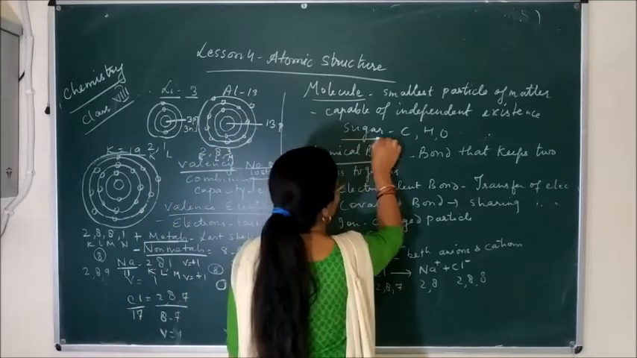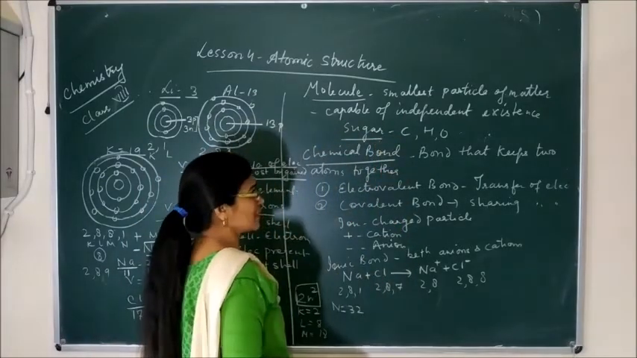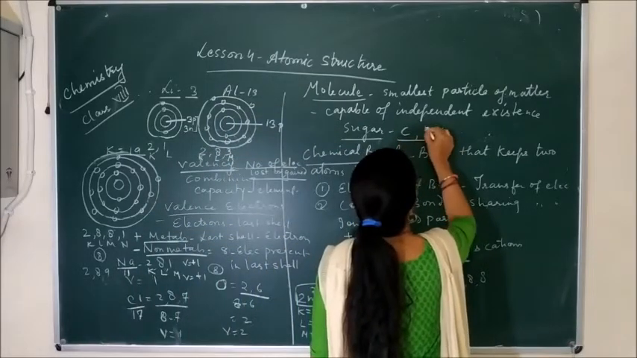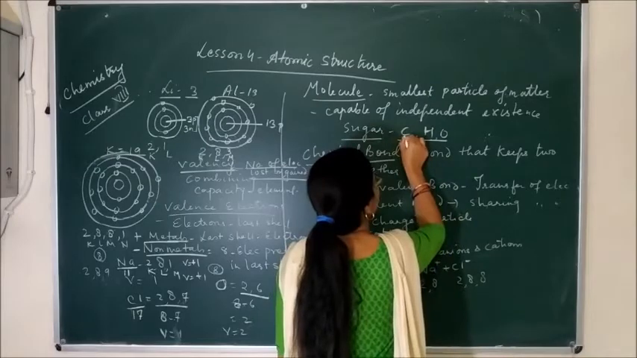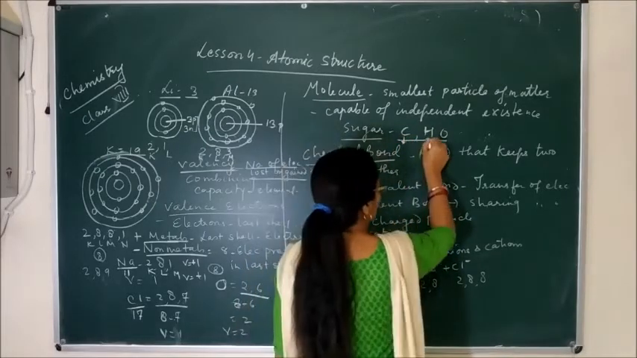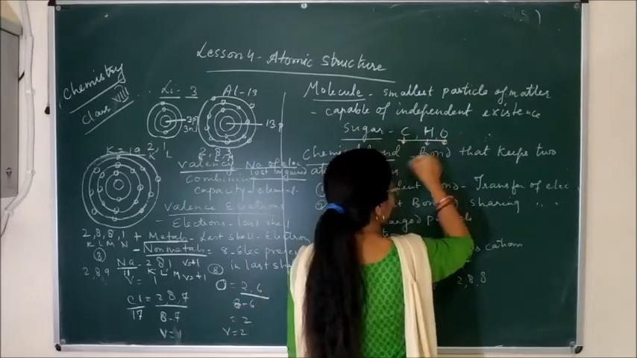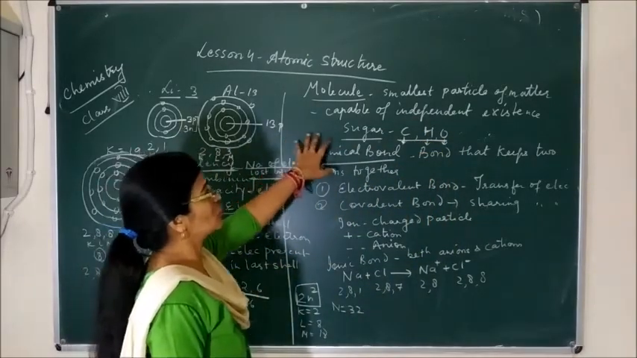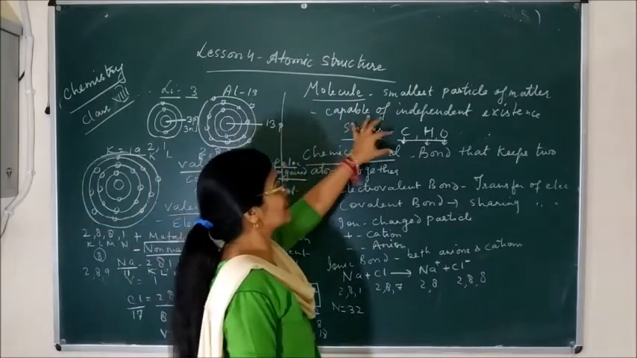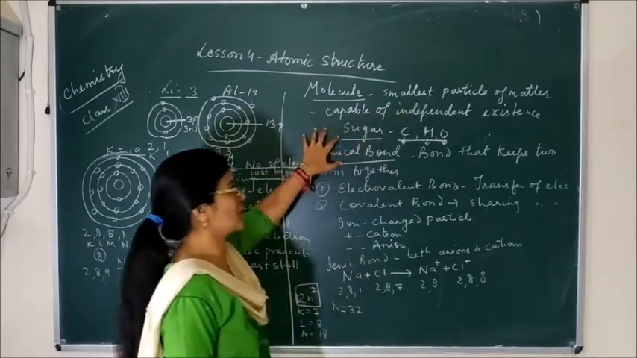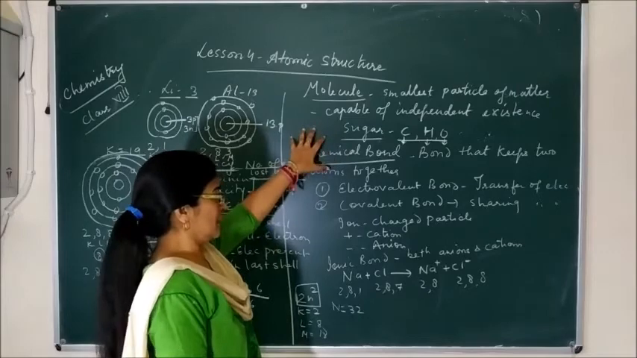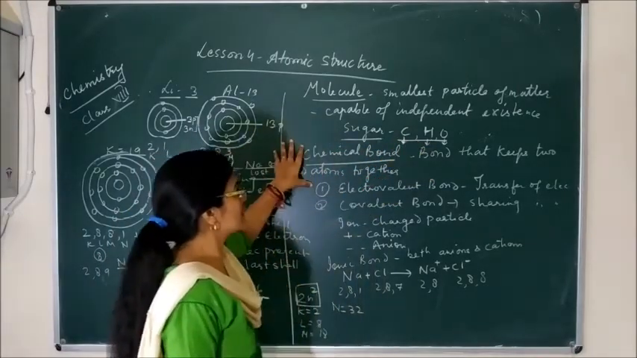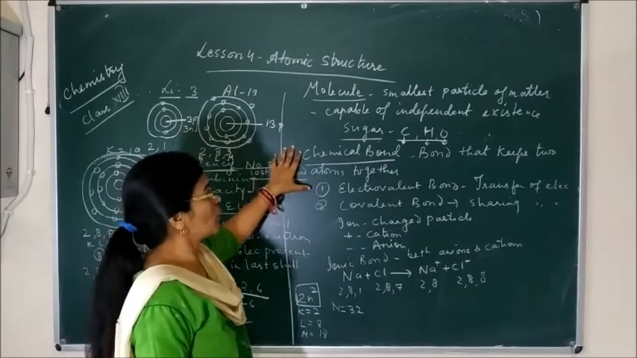Like sugar, if we take the example of sugar, sugar is a compound, but sugar is made of 3 elements: carbon, hydrogen and oxygen. Means carbon is an independent element, hydrogen is a different element, and oxygen is different, but the combination of these 3 forms the molecule, that is sugar. The sugar is a compound, and the elements of which the sugar is composed, they have independent existence.